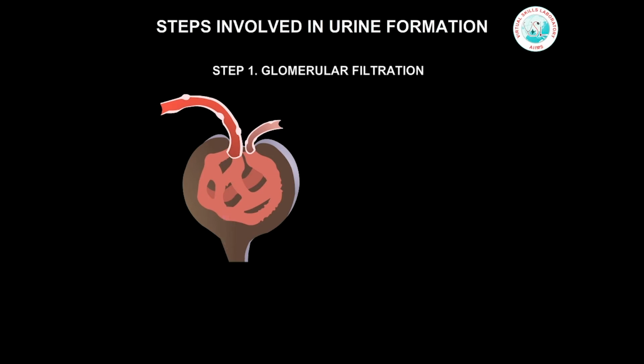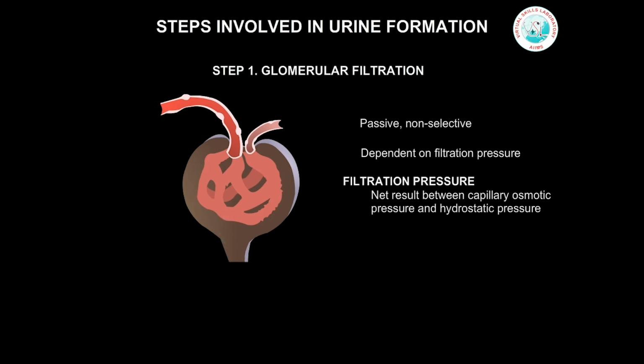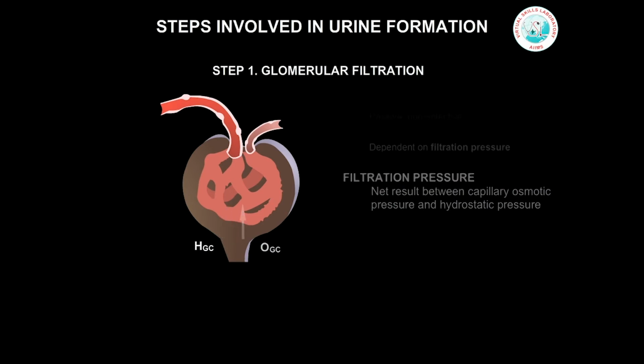Step 1 is glomerular filtration. This is a passive, non-selective process dependent on the filtration pressure. Here we need to understand what is filtration pressure, glomerular filtration rate, and filtration fraction. Filtration pressure is the net result between the capillary osmotic pressure and the hydrostatic pressure. It is the net driving force which pushes the fluid out of the capillaries.